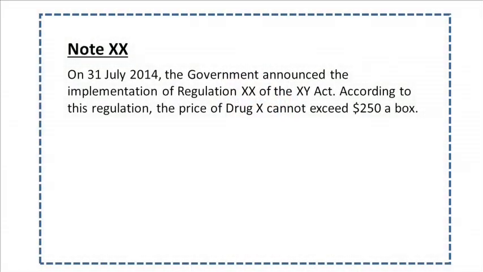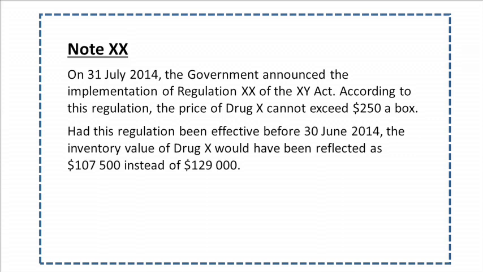Assume that investors base their buying decisions on the performance of drug X. This new regulation would then affect their buying decision, and thus, accordingly, it would require disclosure in the financial statements. The notes to the financial statements would need to explain the nature of this event and would also need to include an estimate of the financial effect.